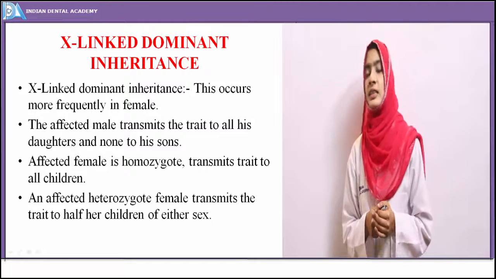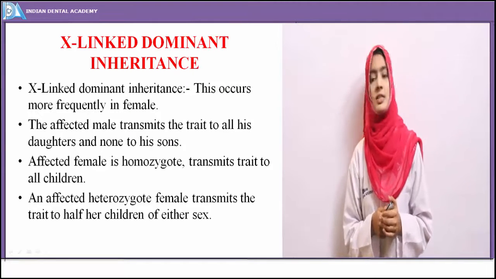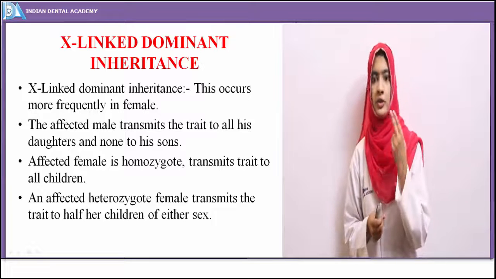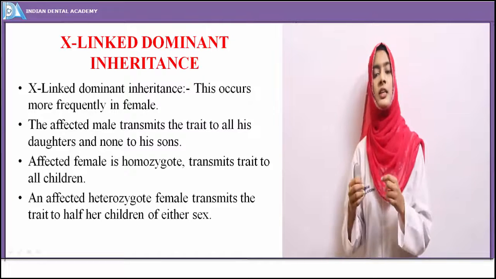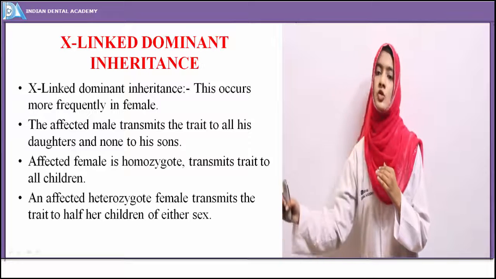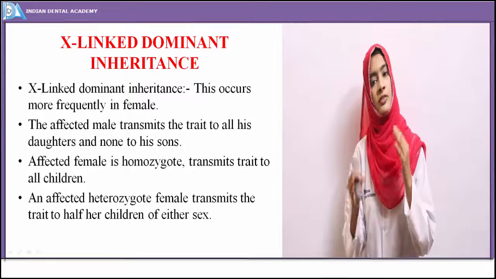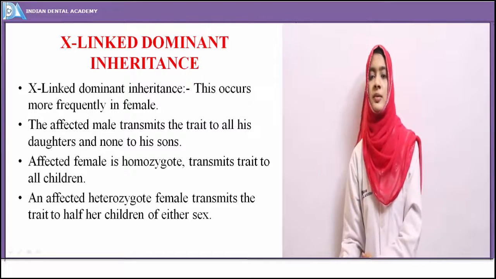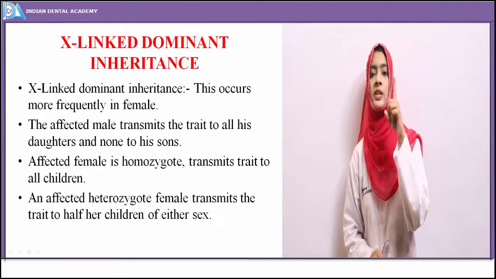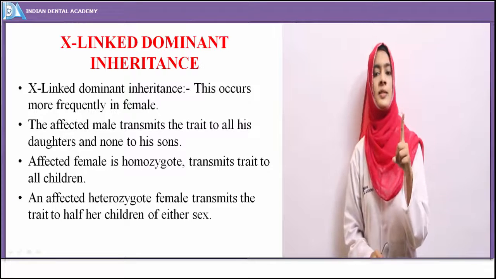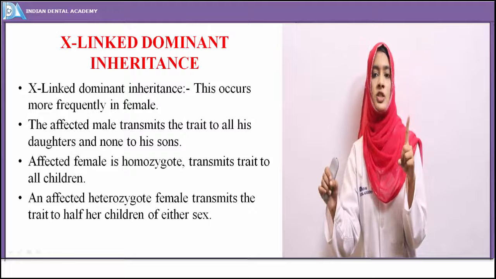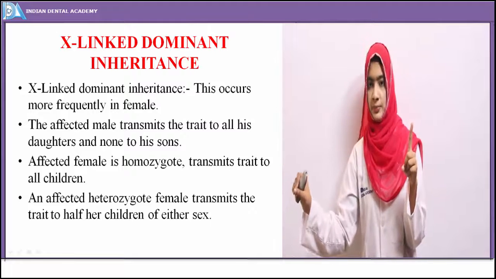If the affected female is a homozygote, that is, she has 2 copies of the gene, then she transmits the disease to all her children, even the male children and the female children. So first is the case where the male is affected: he transmits the disease to all his female children but none of his male children.